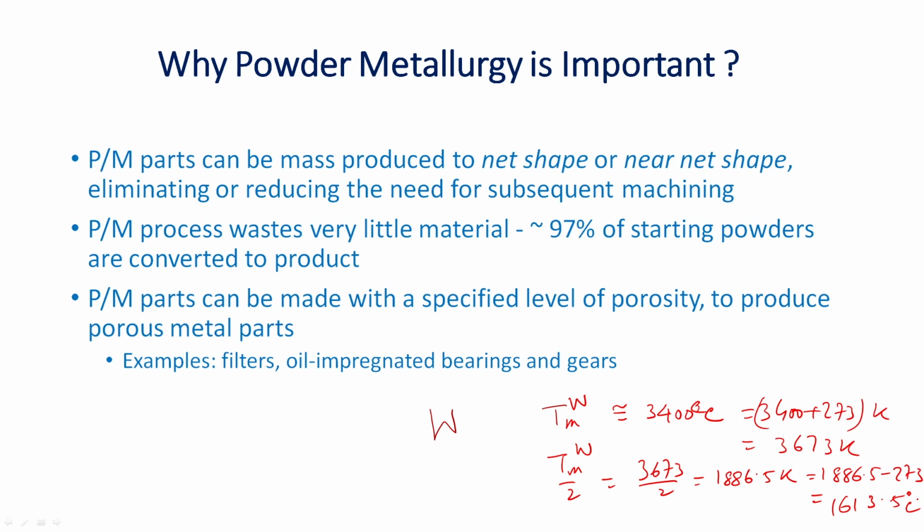And tungsten has a BCC structure, so it is less ductile compared to many metals. Therefore, we have no choice other than powder processing. That is why powder metal is important. In powder processing, waste of the material is very low. 97% of the powders are converted to compact, and PM products can be made with a specific level of porosity also. There are a lot of bearings which contain porosities, like self lubricating bearings, which release lubricants. These are used in filters, oil impregnated bearings, gears, everywhere. So, powder metal allows you to produce that.